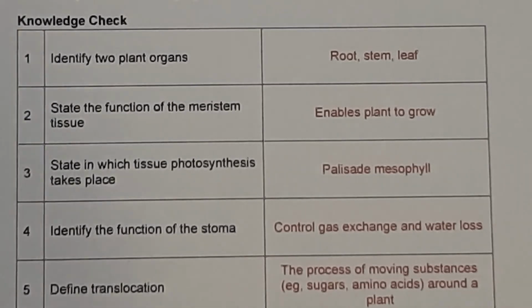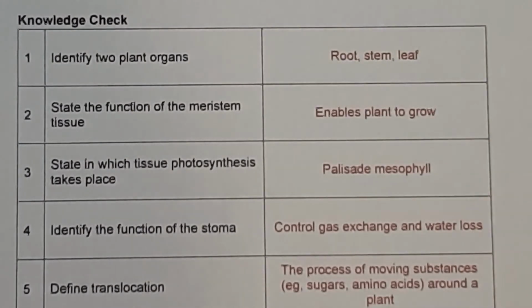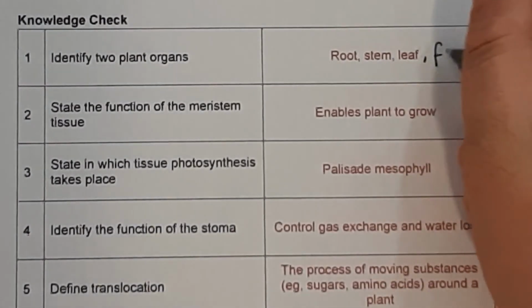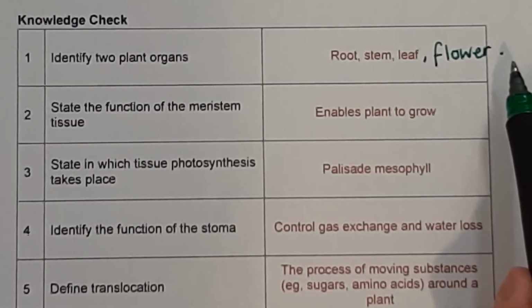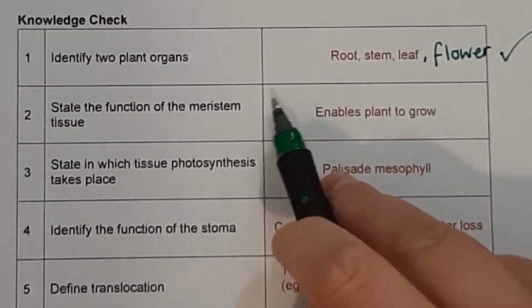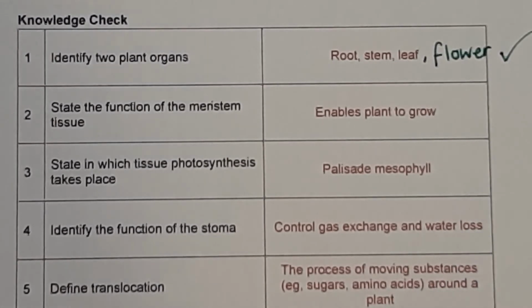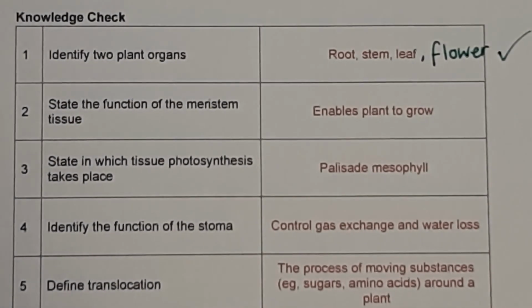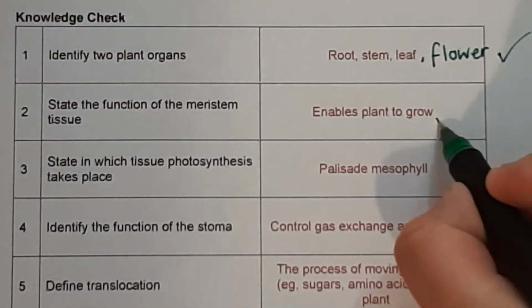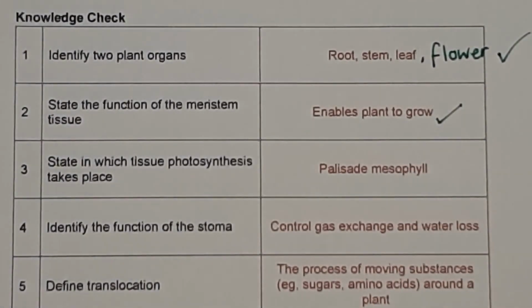Question 1, identify 2 plant organs. So you've got root, stem, leaf and flower, which I've missed off for some reason. So any 2 of those, you can have a mark. 1 mark for at least 2 plant organs. Question 2, state the function of the meristem tissue. Well, it enables the plant to grow, so it's all about growing.